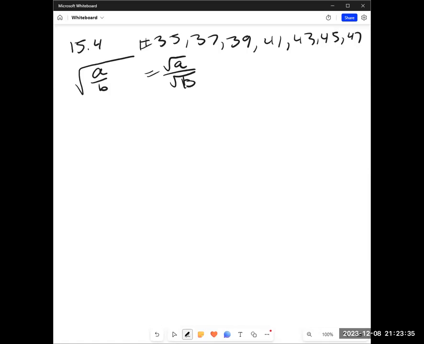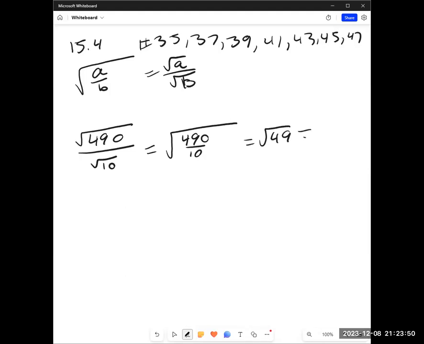So let's go ahead and start with the square root of 490 divided by the square root of 10. We're going to rewrite that as the big square root of 490 divided by 10, which is the square root of 49, which is 7. Next, we have the square root of 9 divided by the square root of 3, which will be the square root of 9 divided by 3, which is the square root of 3.